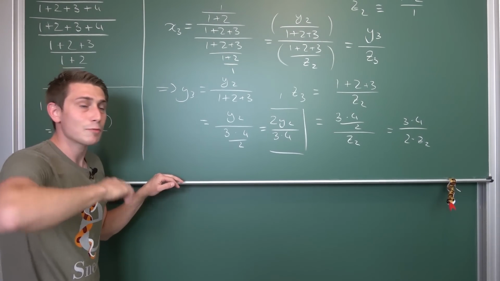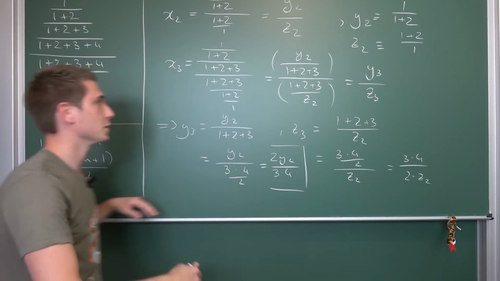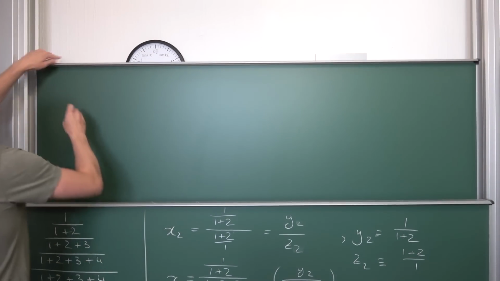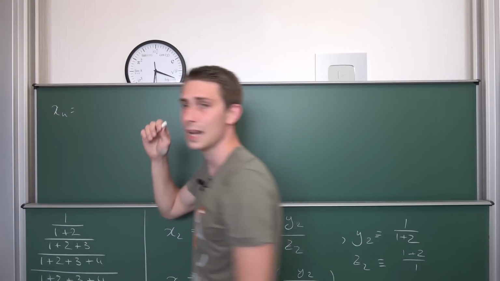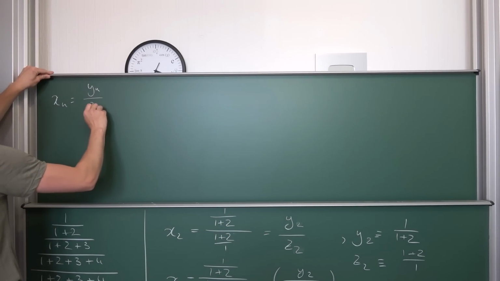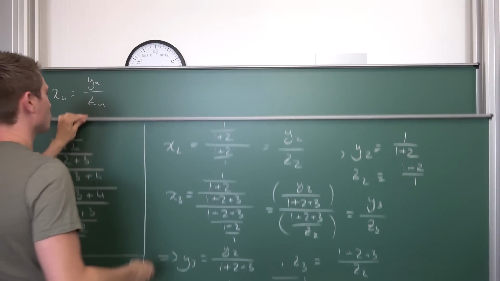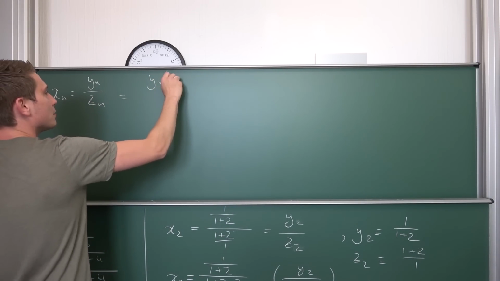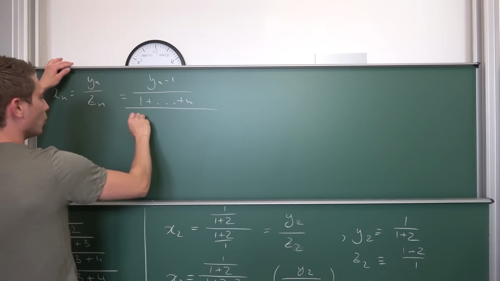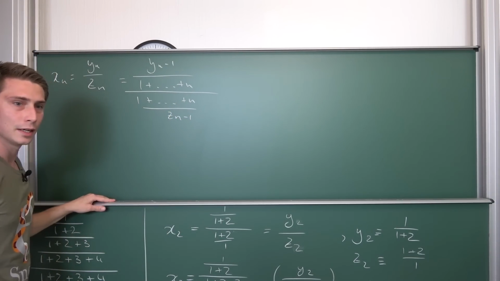Okay, this is curious, right? Can we generalize this idea with the numerators and denominators to higher dimensions, up until n, for example? So what is our xn going to look like exactly? Our xn is obviously nothing but yn over zn. But by this observation that we had right here, this is going to evaluate to yn minus 1 over the summation 1 plus and so on up until n, over 1 plus and so on up until n over zn minus 1. This is what we are going to have.